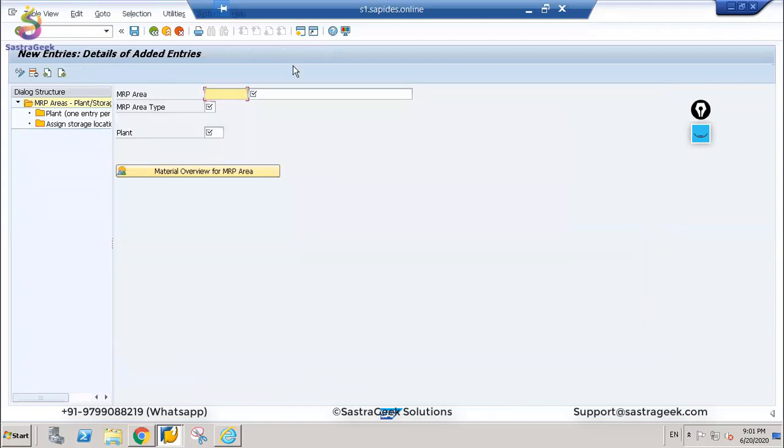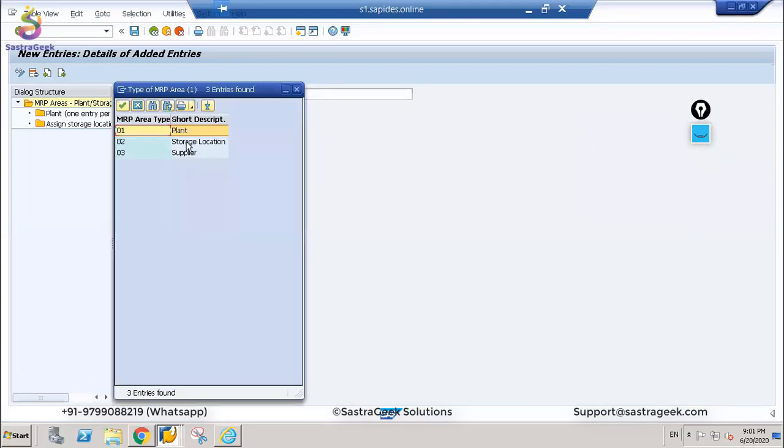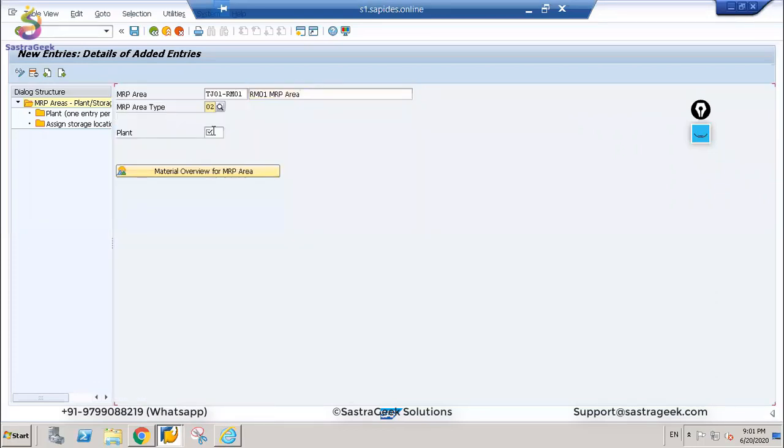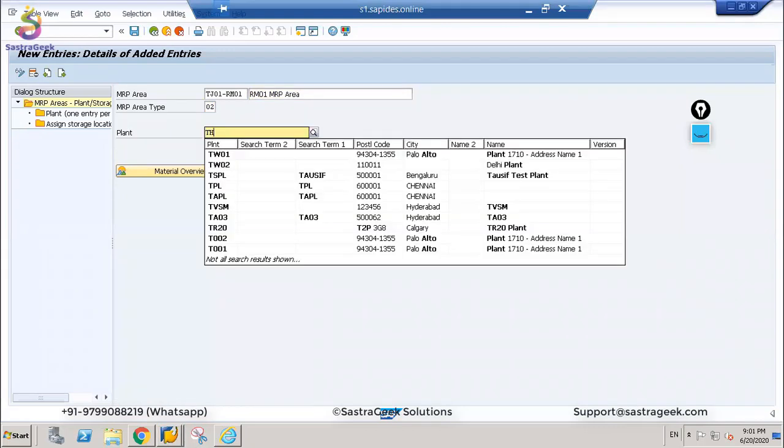In a real scenario, let's say my plant is TJ01, and I have RM01 as a storage location. I can say RM01 MRP area. Okay, here I need to put this as my storage location MRP area. And here I need to put my plant TJ01, right? Invalid entry, oh sorry.